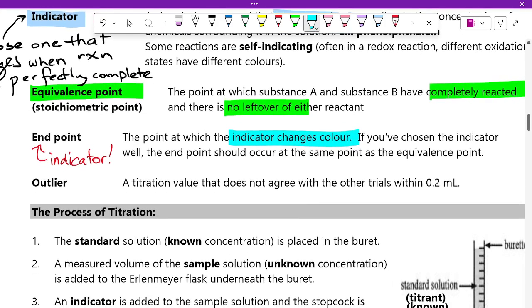Finally, we have an outlier. And I can guarantee when you do your math quiz on this, there will be an outlier on your quiz. Okay?